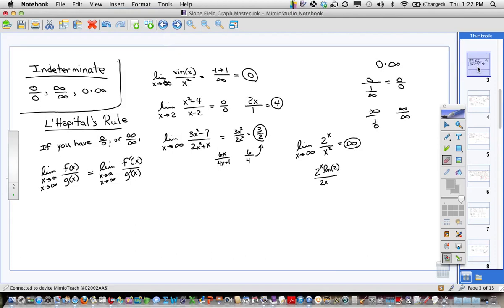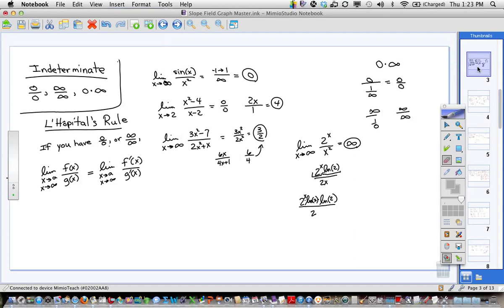Let's back up here a little bit. This is just a number multiplied times a function, right? What do we do with a number times a function? It just hangs out there. It just sits there, right? So that ln 2 is just going to sit there, right? And now what's the derivative of 2 to the x? 2 to the x times ln 2. So it'll be 2 to the x times ln 2 times ln 2, over the bottom, which is 2.